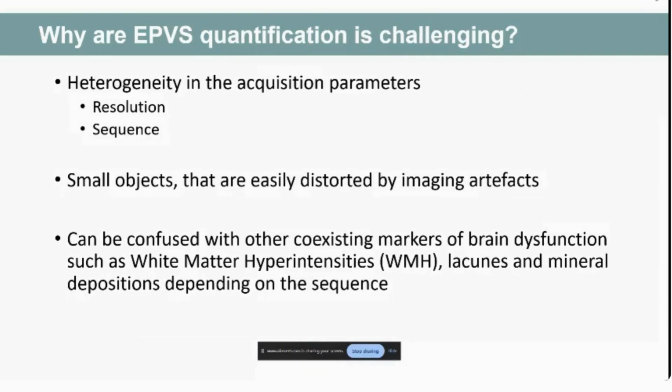Well, first of all, we work mainly with already acquired data. This means that there is no homogeneity in the acquisition parameters, the resolutions, the sequences. These are small objects, so any imaging artifact like motion or noise can distort the information that we have in the scans. Also they can be confused with other markers of brain dysfunction, like white matter hyperintensities, lacunes, and mineral depositions.